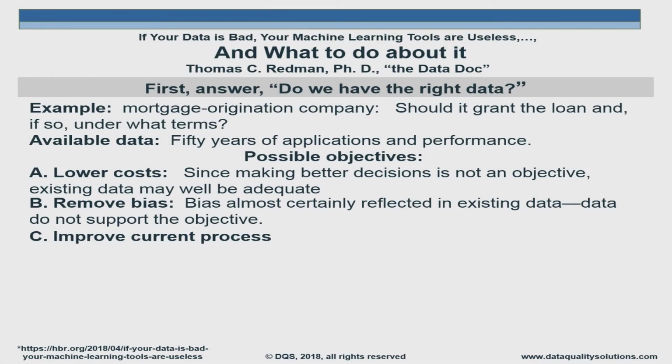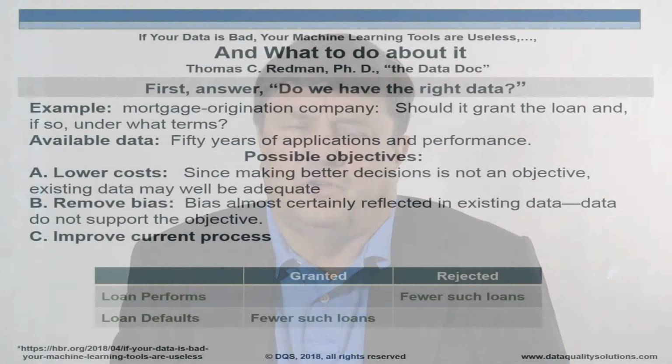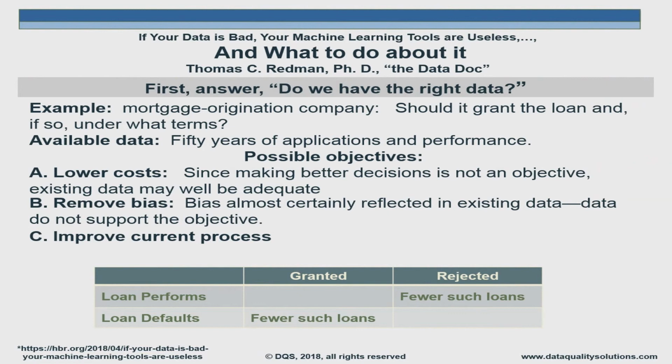A third example is a bit more subtle. Suppose the goal is to improve the current process. Now, to oversimplify things just a little bit, consider the following two-dimensional table. On one dimension is whether the mortgage was granted or not, and the second is whether the loan performed or not. You can see that if the loan is granted and it performs, that's great. And if it wasn't granted and it wouldn't perform, that's great also.